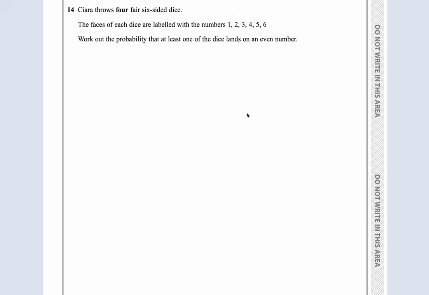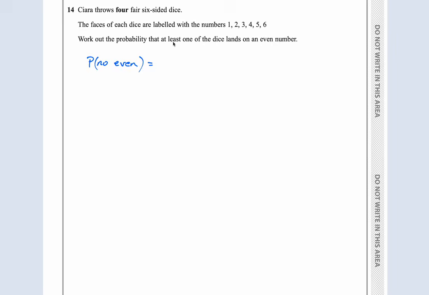Now, by far, you could find the probability that one of them is even, add that to the probability that 2 of them are even, add that to the probability that 3 of them are even, and add that to the probability that 4 of them are even. But it's much easier if you just go the probability of no even, and then you just do 1 minus this, because he wants the probability at least one is even. So let's find the probability that none of them are even.